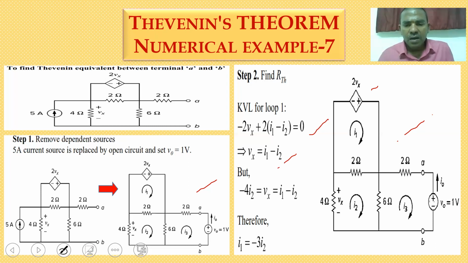So another equation here: minus 4 times I2. Minus 4 times I2 is the voltage drop across the 4 ohm resistor only. So what is that value? Vx. And what is Vx? Vx is I1 minus I2. So finally the relation between I1 and I2 is I1 is equal to minus 3 times I2.